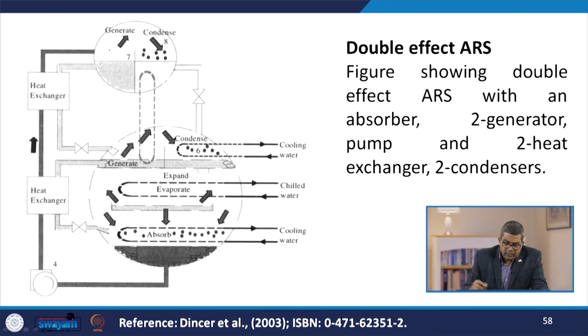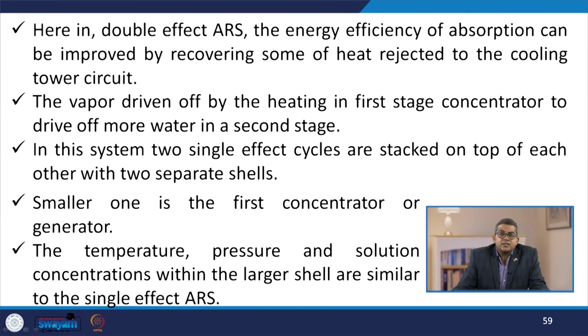Now, let's talk about the double effect ARS. This particular figure shows the double effect ARS with an absorber, 2 generators, pump, 2 heat exchangers and 2 condensers. Now, here in the double effect ARS, the energy efficiency of absorption can be improved by recovering some of the heat rejected to the cooling tower circuit.